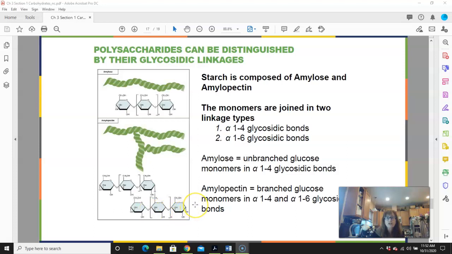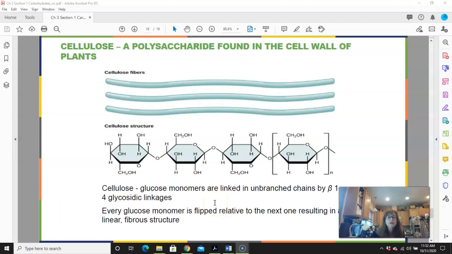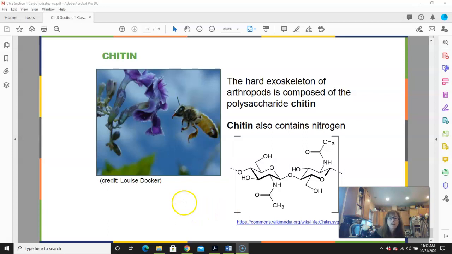So you're going to see starch and what that is. Here's an example right here of something we'd call starch and how that can form. There's also a polysaccharide called cellulose, which makes up plant cell walls. And it will link a little differently. And on animal exoskeletons. So that's it.